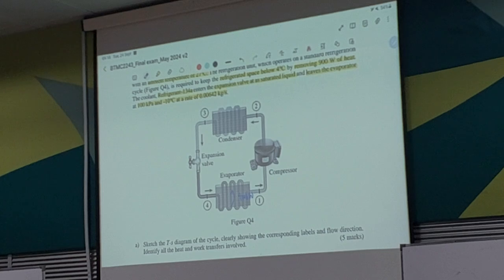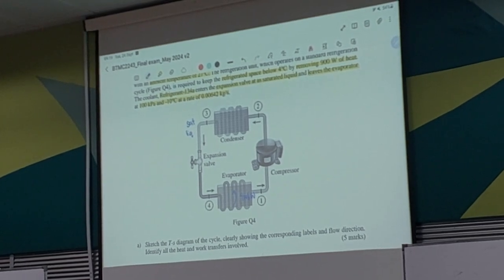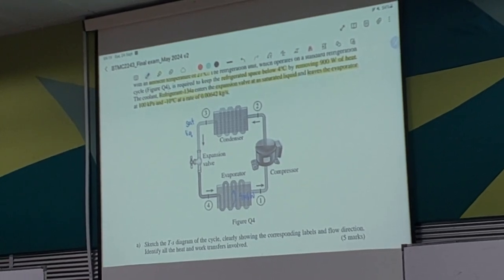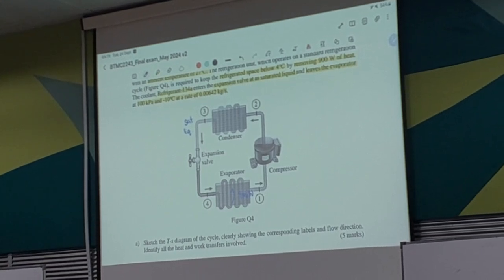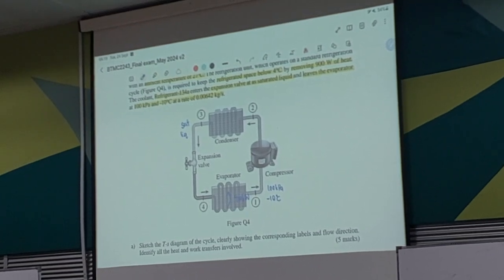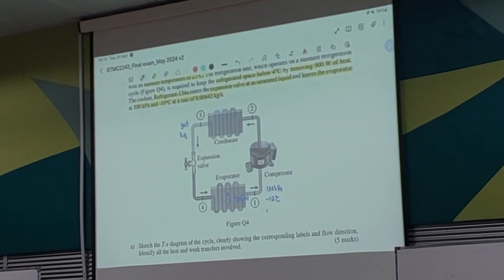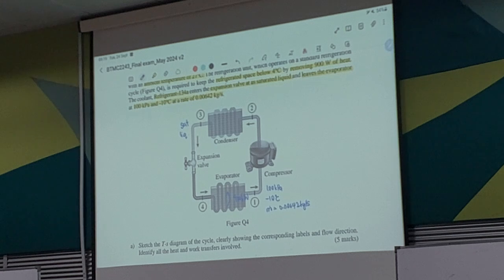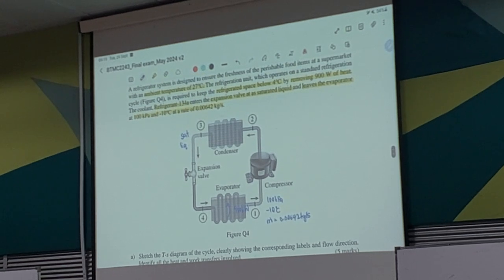And then it is saturated liquid here. It leaves the evaporator at 100 kilopascal and negative 10 degrees Celsius. So this is 100 kilopascal, negative 10 degrees Celsius. Mass flow rate is 0.00642 kilogram per second.